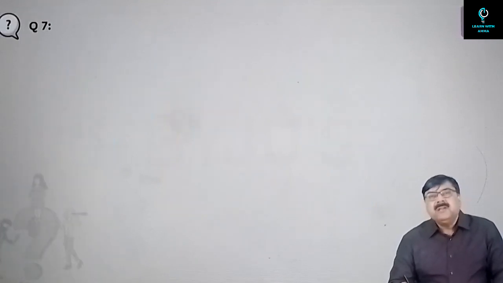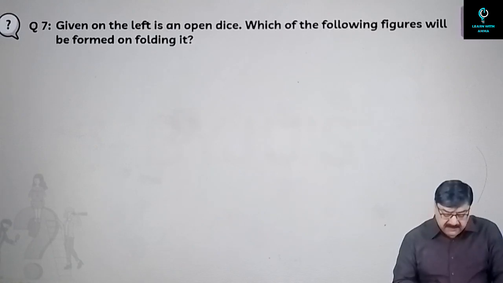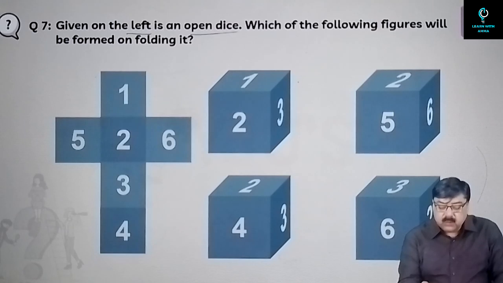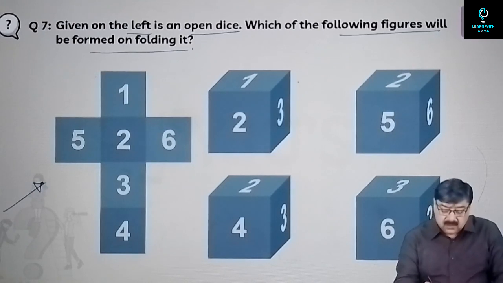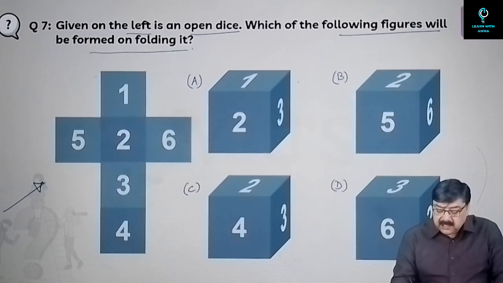Now, in what way can a question be posed on an open dice? This is how a question can be framed. Given on the left is an open dice. So this is the open dice. Which of the following figures will be formed on folding it? So let me just mark this as choice A. This is choice B. This is choice C. And this is choice D.